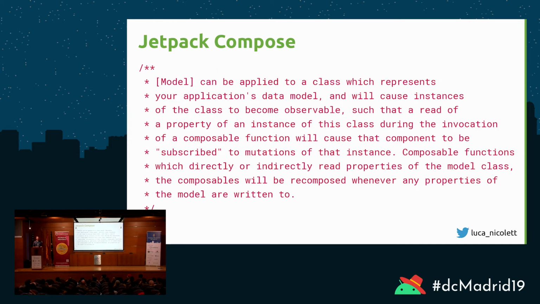The Model annotation can be applied to a class that should represent your application data model. The instance of this class will become observable from Compose, such that a read of a property from that class will trigger a recompose of the function. What it really does is observe the variable properties of that class.